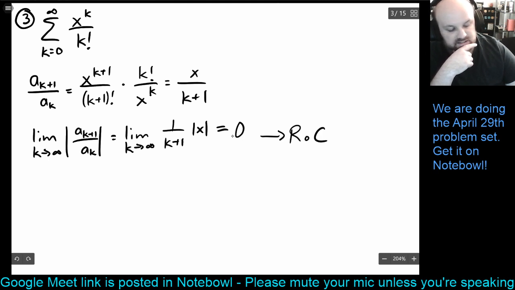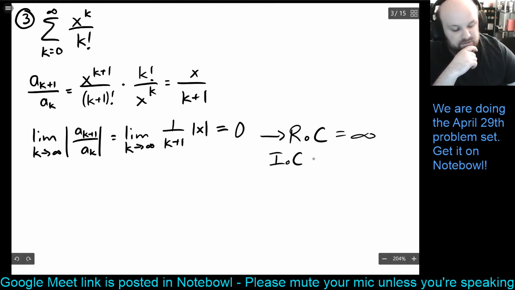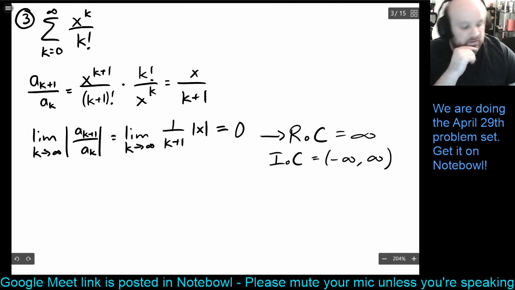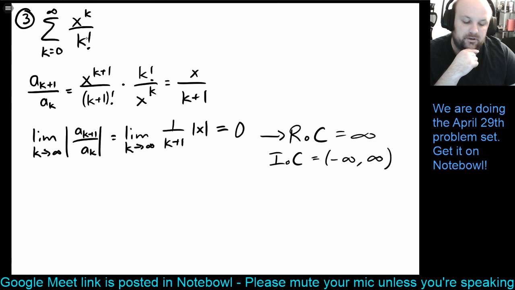So if this is 0, that means no matter what x value I put in here, it's going to work. So actually the radius of convergence is infinite. And anytime you have an infinite radius of convergence, the interval is minus infinity to infinity. It's quite nice. So that means no matter what x value I put into this series here, it converges, right? Regardless of what x value I put in. Just pretty cool.